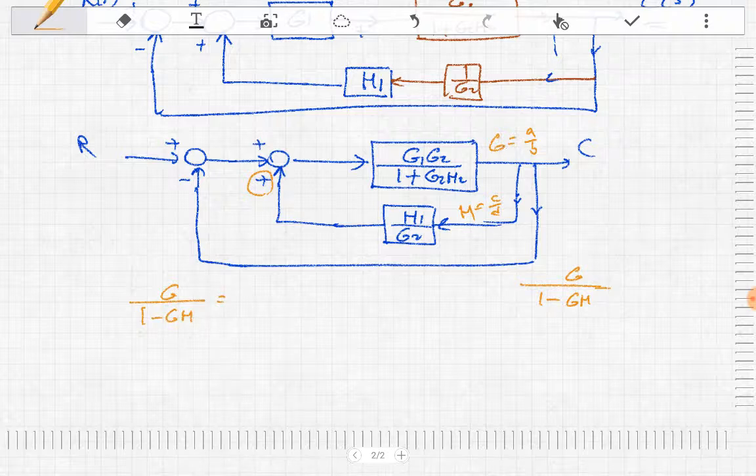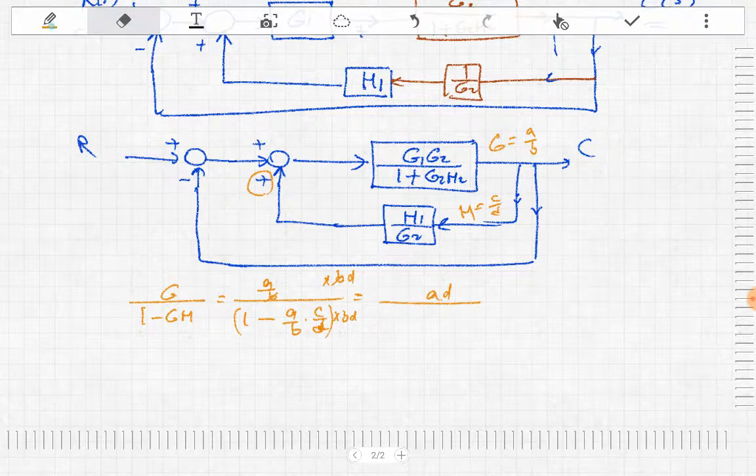Yes. G is equal A over B, over 1 minus G, A over B, H, C over D. And then simplify it just before you put all the things, because sometimes you have a very big function. Now I multiply the top and the bottom by BD. Why? The common denominator. So I multiplied the whole thing by BD. So what do I get? BD times A over B, B cancels with B. So it is left AD over BD times 1 minus, BD cancels, AC. So this is your answer.